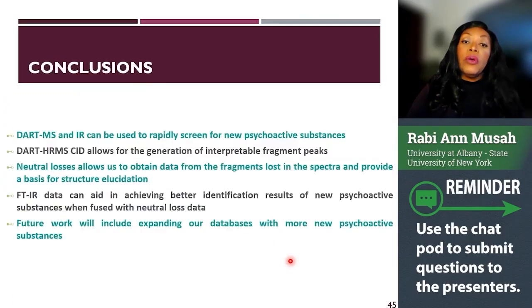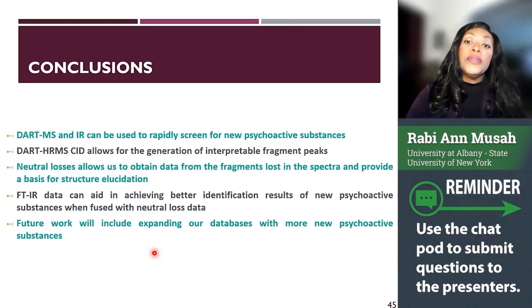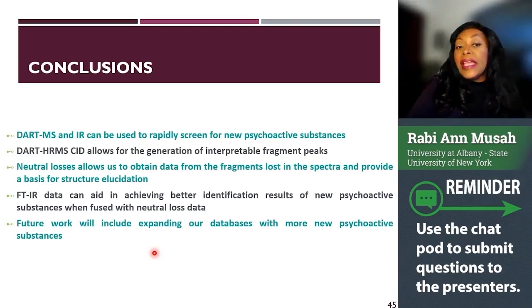And so based on that, we can conclude that you can use DART-MS and IR collectively to rapidly screen for new psychoactive substance tryptamines, as well as cathinones, and get readily interpretable fragment peaks. And that data interpretation can be greatly facilitated by using multivariate statistical analysis. So future work involves us expanding our databases with more new psychoactive substances. And hopefully this is something we can roll out that crime labs can use readily.